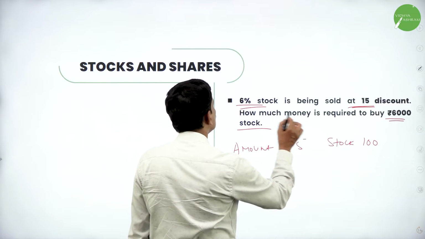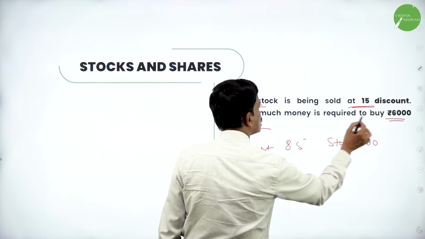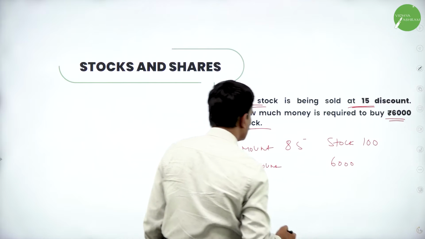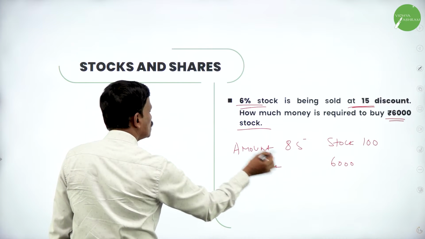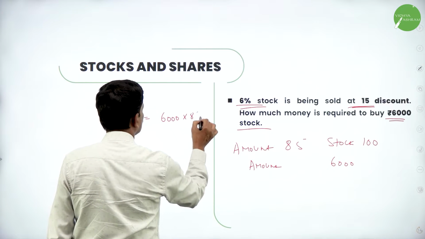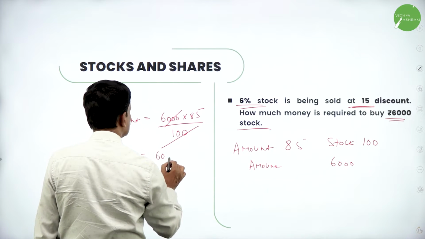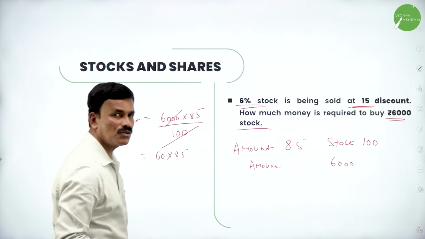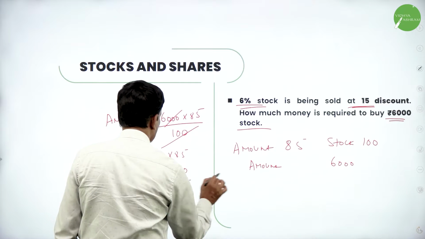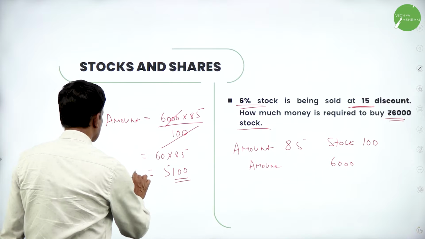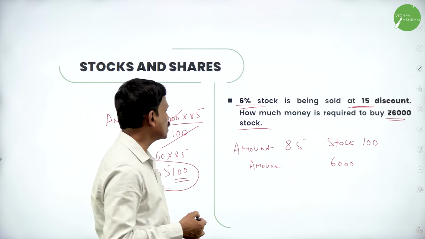Now, so what is to find here? How much money is required means here amount is to be determined and the stock is nothing but 6,000. Now just cross multiply it. So therefore the amount is equal to 6000 into 85 divided by 100. So that's equal to 60 into 85. So this is equal to 5100. So therefore the amount is equal to rupees 5100. That's it. One more question. Now move on to the next problem.